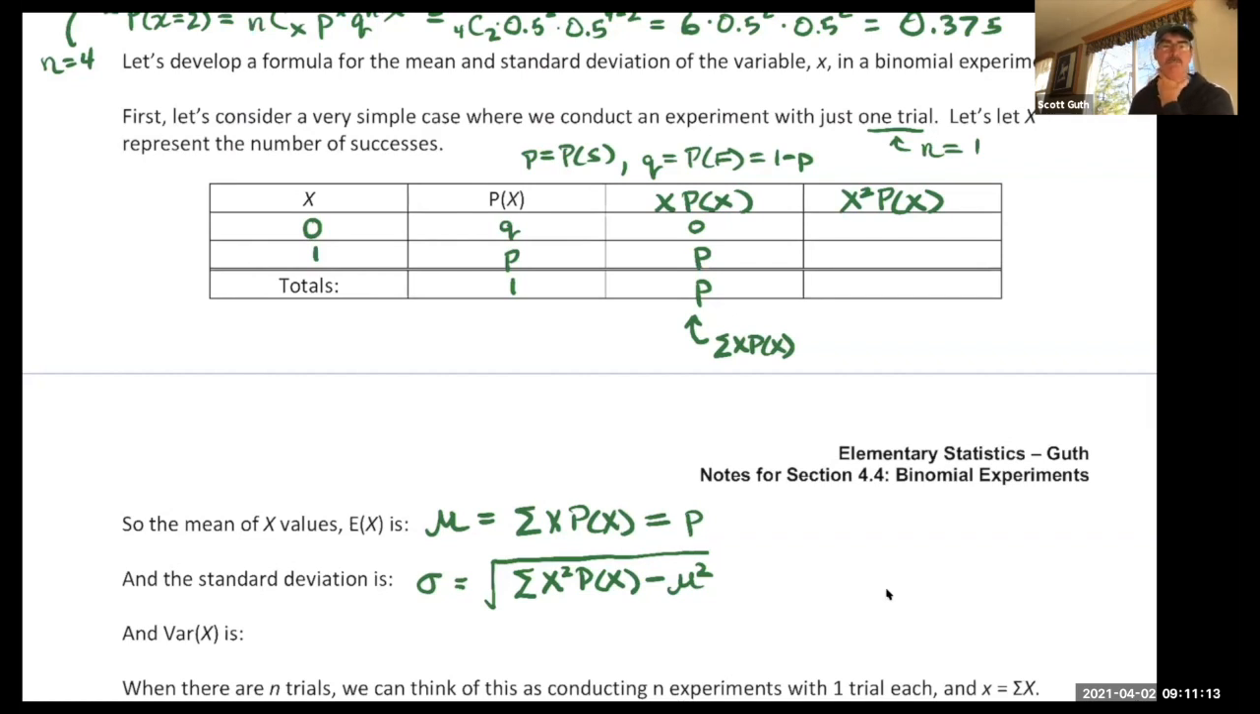So this looks pretty simple. 0 squared times q. On the first row here, x squared is 0 times P of x, that's q. So 0 times anything is 0. We'll just put a 0 there. And then 1 squared times p in the next row is just 1 times p, which is p. So that looks the same. Okay, and 0 plus p, again, this adds up to p.